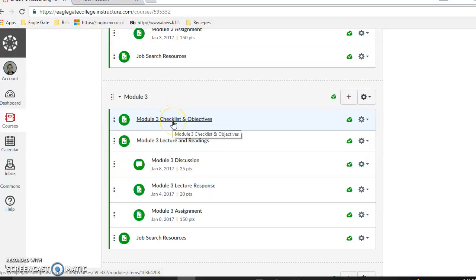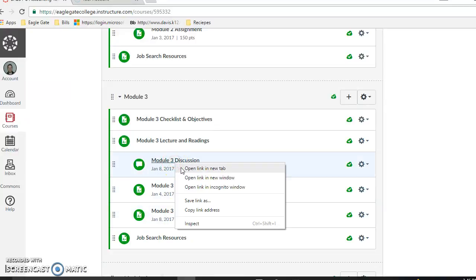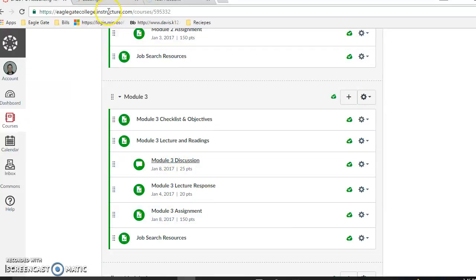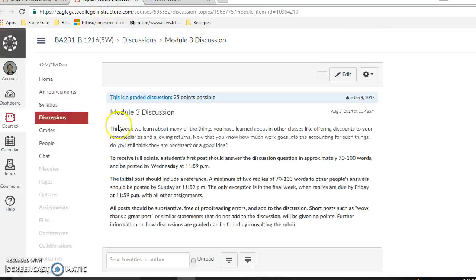So you'll see you have your checklist and objectives and your lectures and readings and everything that is due, just like on the first two modules. Let's look at the Module 3 discussion and talk about that for just a second. So our discussion this week says, this week we learn about many things you've learned about in other classes, like offering discounts to intermediaries and allowing returns. Now that you know how much work goes into accounting for these things, do you still think they're necessary or a good idea? So give me your honest opinion on this.